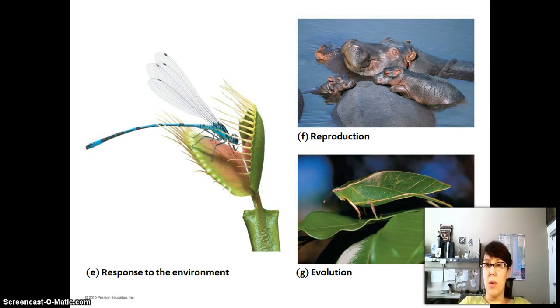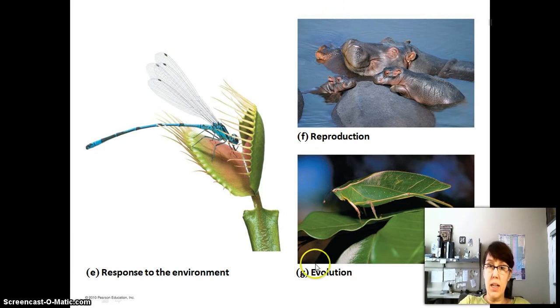Organisms also reproduce, as you can see from this cuddly little hippo family, and there are many different ways in which organisms reproduce. You may be more familiar with the traditional male plus female results in a baby, but there are all sorts of ways in which organisms can reproduce, and they're actually quite interesting.